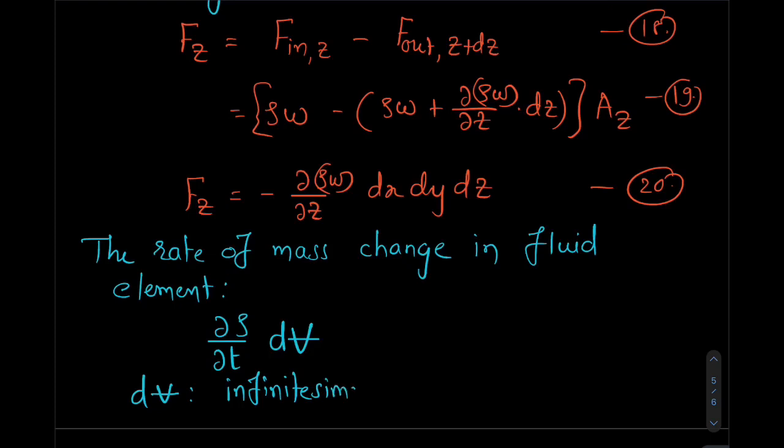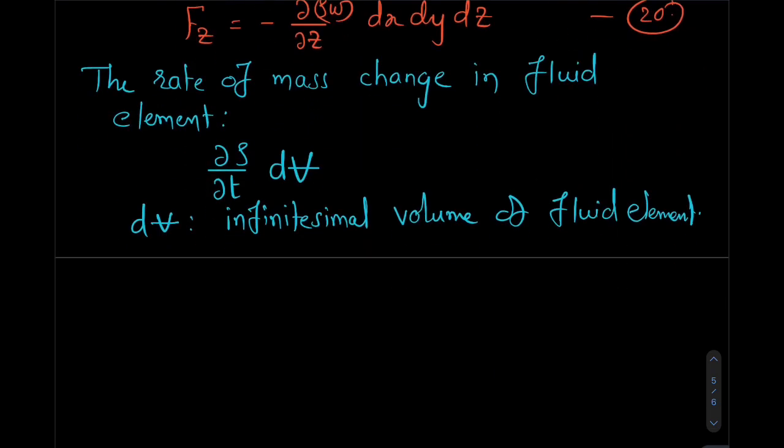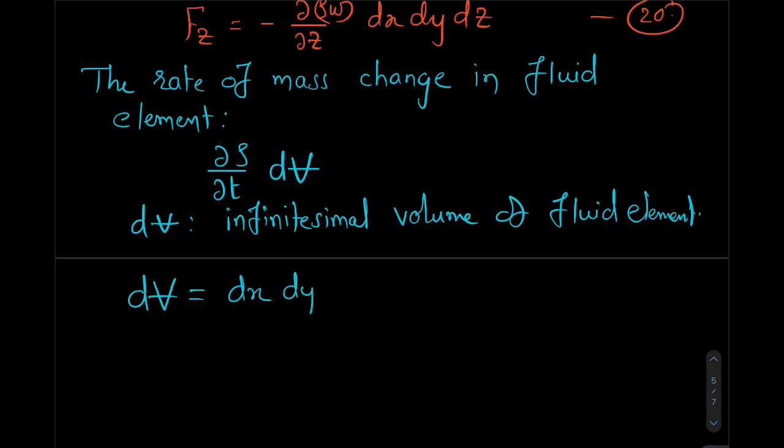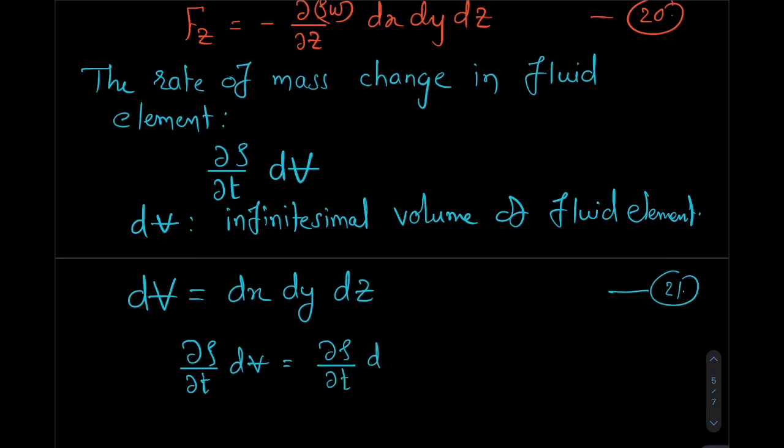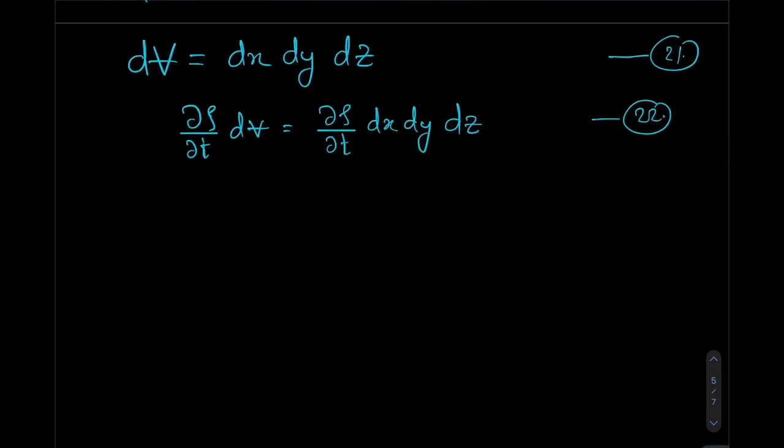volume of the fluid element, which is going to be the product of all lengths. So for a parallelepiped shape it is going to be dx dy dz. Now we need to formulate this term. So this becomes partial over partial t of rho into dx dy dz. That formulates the left side of the conservation equation.